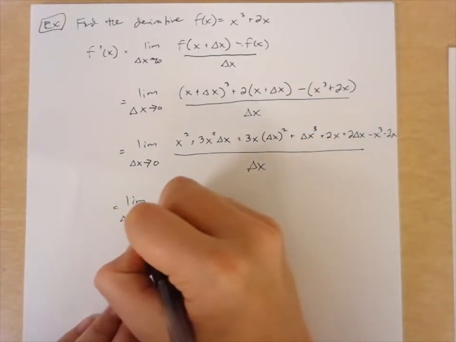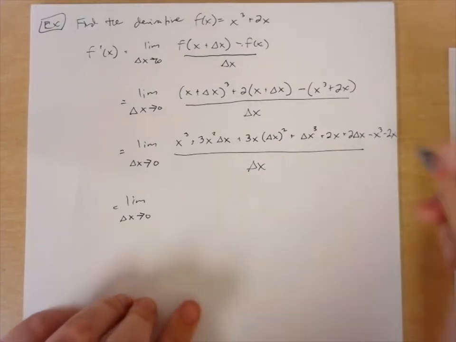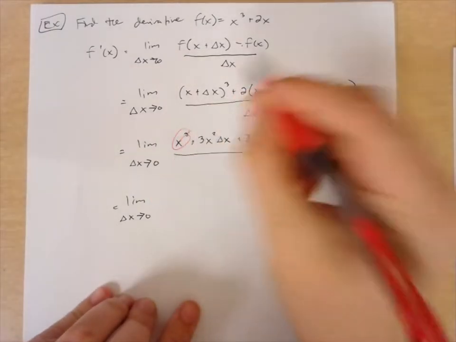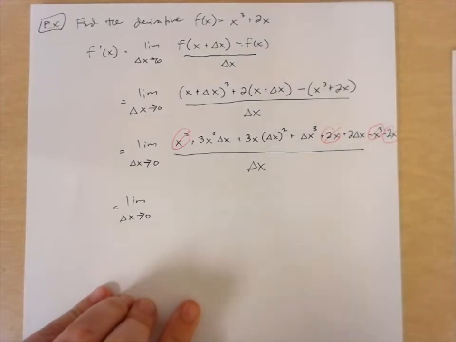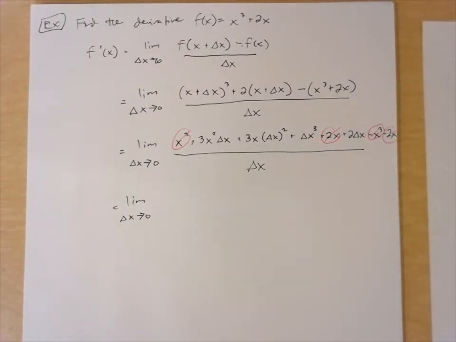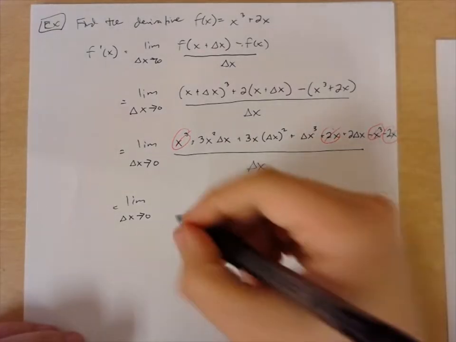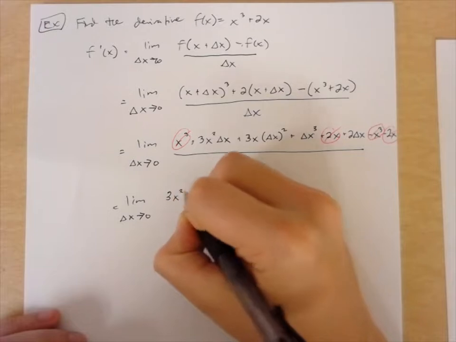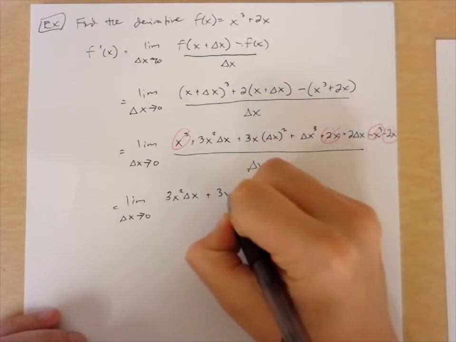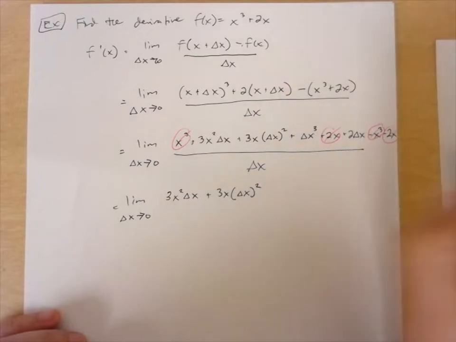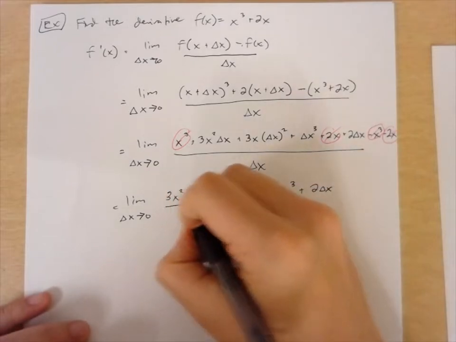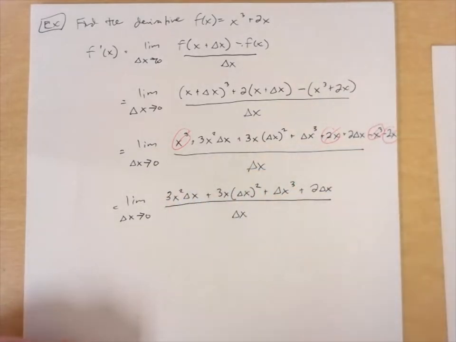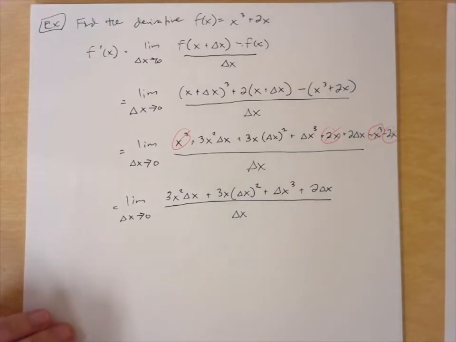And as we start to rewrite things here, we're going to cancel where we can. So we've got a negative x cubed and a positive x cubed. We have a positive 2x and a negative 2x. And let's see here, it does appear that that would be everything we can cancel. So we're going to rewrite 3x squared change of x plus 3x times change of x squared plus change of x cubed plus 2 times change of x all over change of x.